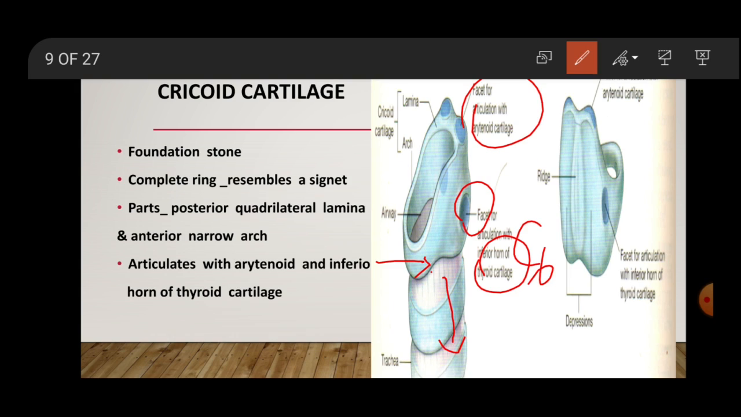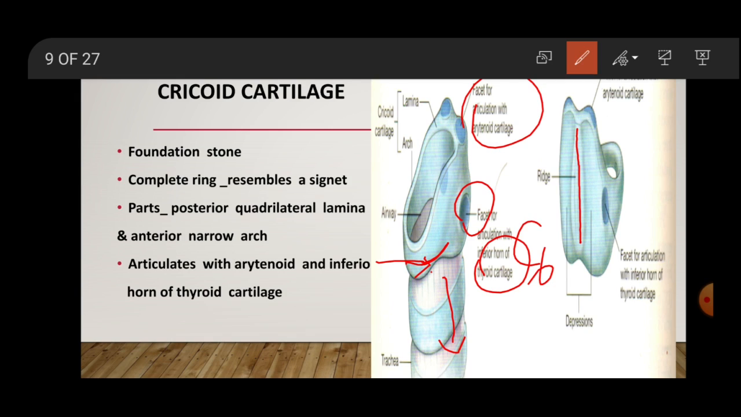You can see the facets in the upper border of the posterior quadrilateral lamina on either side for articulation with the arytenoid cartilage, and the lateral part of the narrow anterior arch bears a facet for articulation with the inferior horn of the thyroid cartilage. Okay, so this is the posterior view on the right side, where you see a central ridge and depressions on either side of the ridge. So this is how the cricoid cartilage looks.